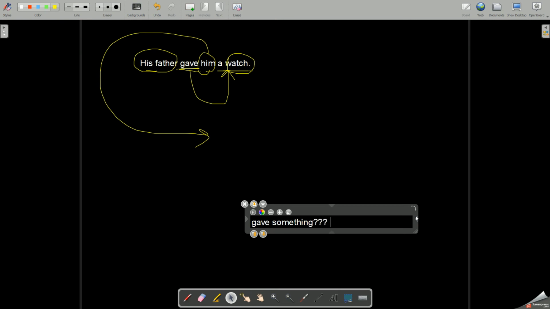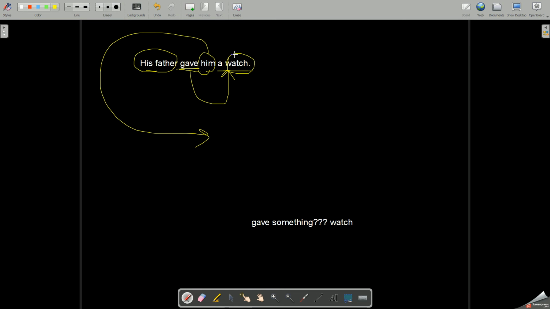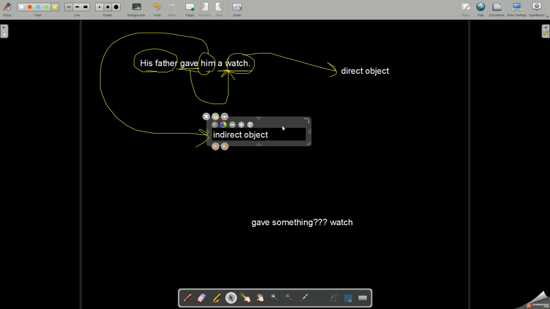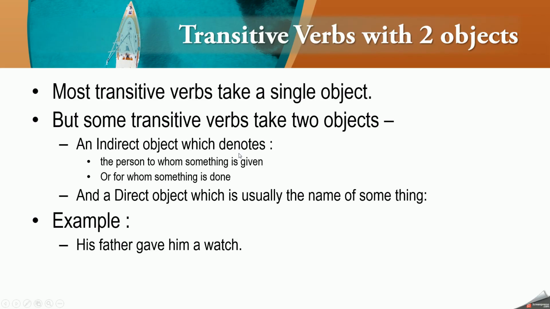What is that? He gave a watch. So that watch was given to whom? To him. So watch is what? It is your direct object of the verb, and him becomes the indirect object of the verb. So him is the indirect object, watch is the direct object.